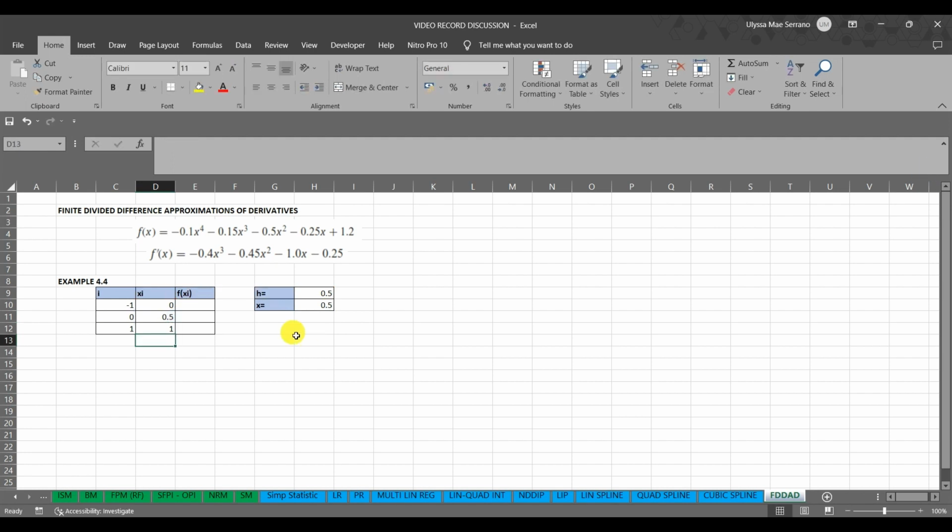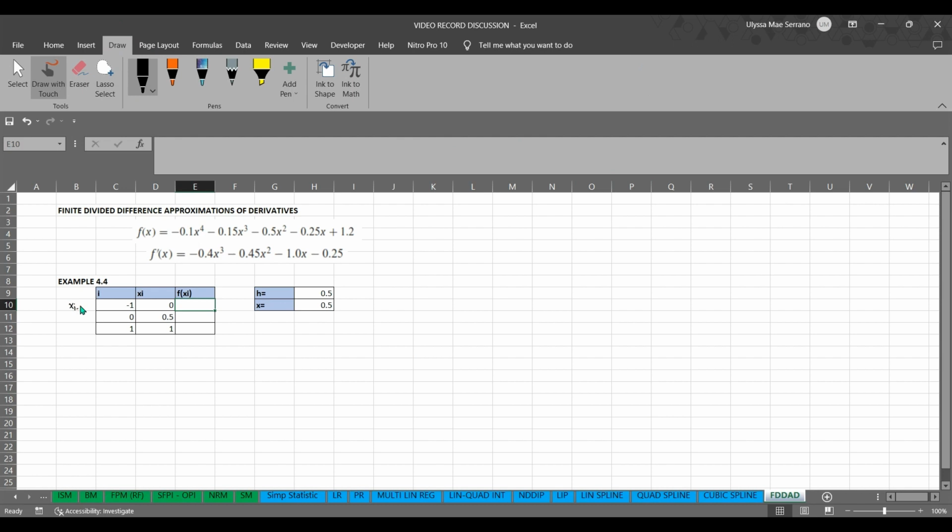So we will now have here the representation of the values of x. And we're now going to find the values of the function. So you have to take note, this will be the representation of x sub i minus 1, x sub i, and x sub i plus 1. So this will be for the function of x sub i minus 1, the function of x sub i, and the function of x sub i plus 1.